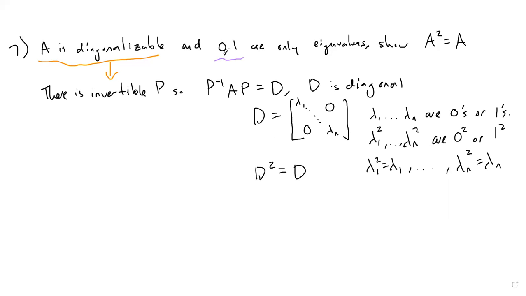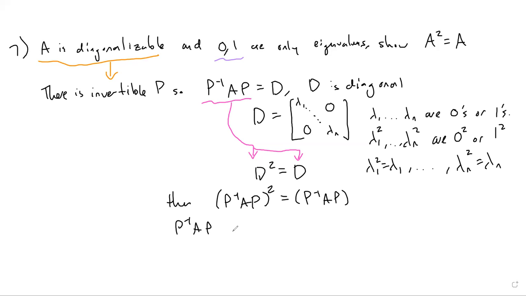So if D squared is D, then plugging these things back in for the D's is pretty much going to resolve our problem. So that means that P to the negative 1 AP squared equals P to the negative 1 AP. And if I expand this thing on the left, it's P to the negative 1 AP, P to the negative 1 AP, is P to the negative 1 AP. And this allows us to reduce that middle, right? These are just going to be I.